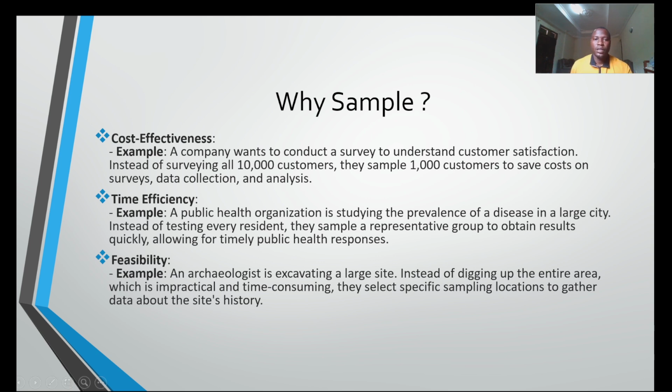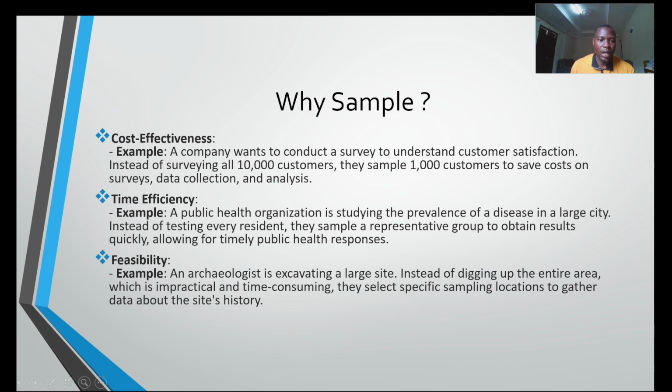First, we need to know why researchers are doing sampling. First, it is cost effectiveness. Sampling is most of the time used to save the cost of the survey, the cost of data collection and the analysis at large. Thus people choose to do a sample just to save cost.